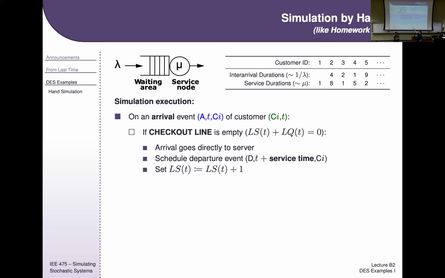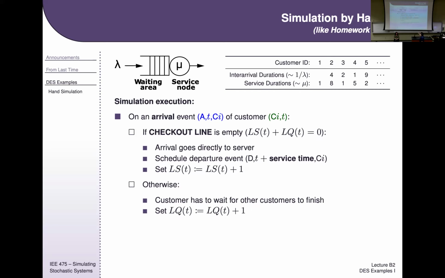So what we do, every row of this is this logic. If you get an arrival event, you look to see if the checkout line is empty. That would only happen if LS plus LQ is equal to 0 for that row. If that's the case, the checkout line is empty, then this arrival goes into the server. So LS will go up by 1. And then we're going to schedule the departure of this customer by the service time that we get out of this table. So this customer has an 8-minute service time. So we're going to take the current time plus 8 and we'll schedule that departure into the future. That's what we do on an arrival event if the checkout line is empty.